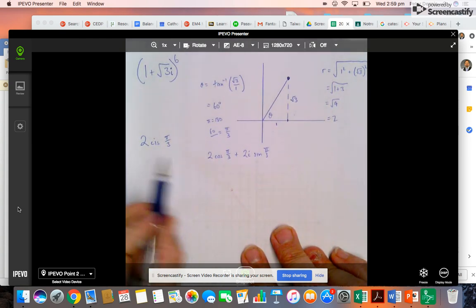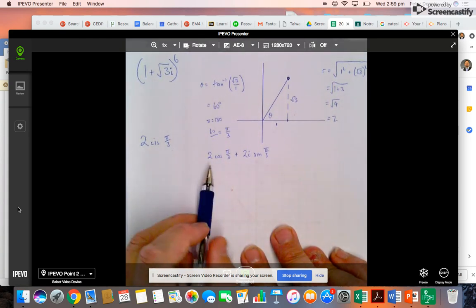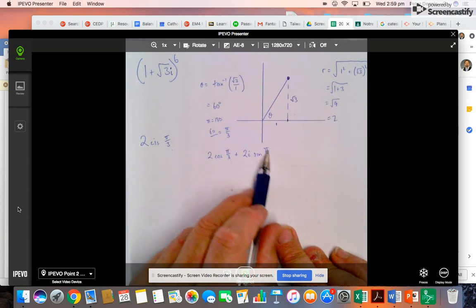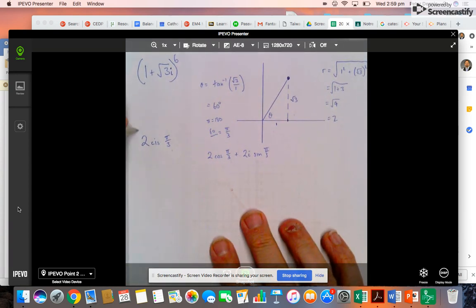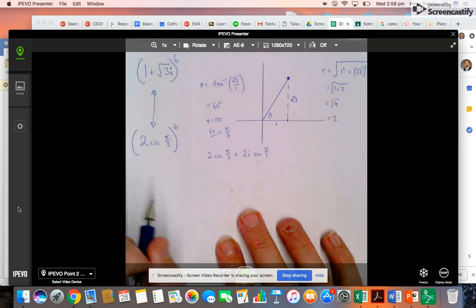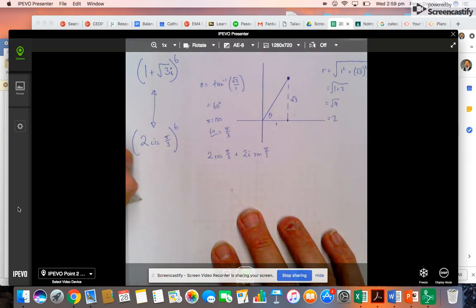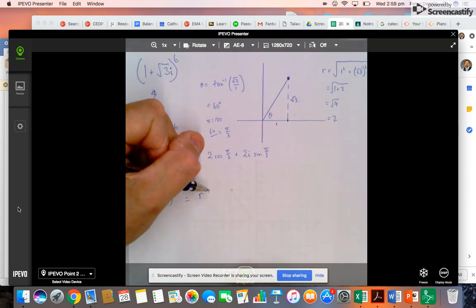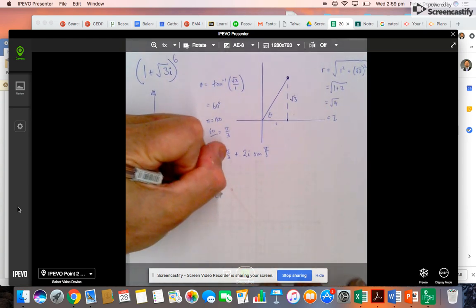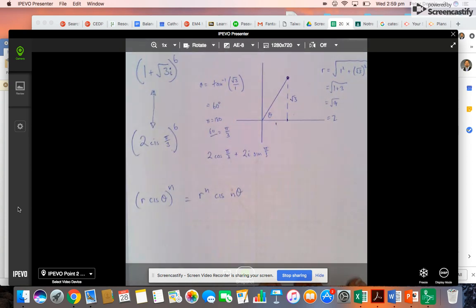But sometimes you'll see it as 2 cis theta instead of 2 cos pi over 3 plus 2i sine pi over 3. So now we want to raise that to the power of 6. These two things are exactly the same. One is in Cartesian, one is in polar. Now, by De Moivre's theorem, if you have r cis theta to the power of some n, what that becomes is r to the power of n cis n theta. And that's really, really easy.